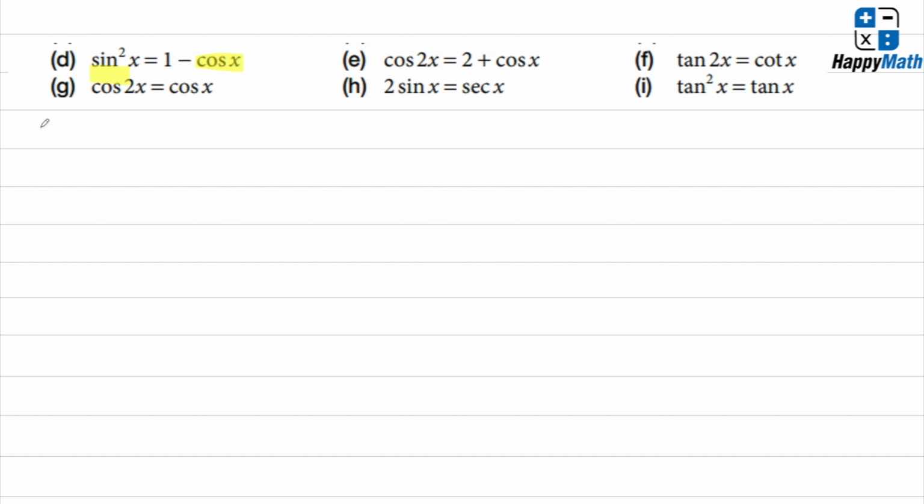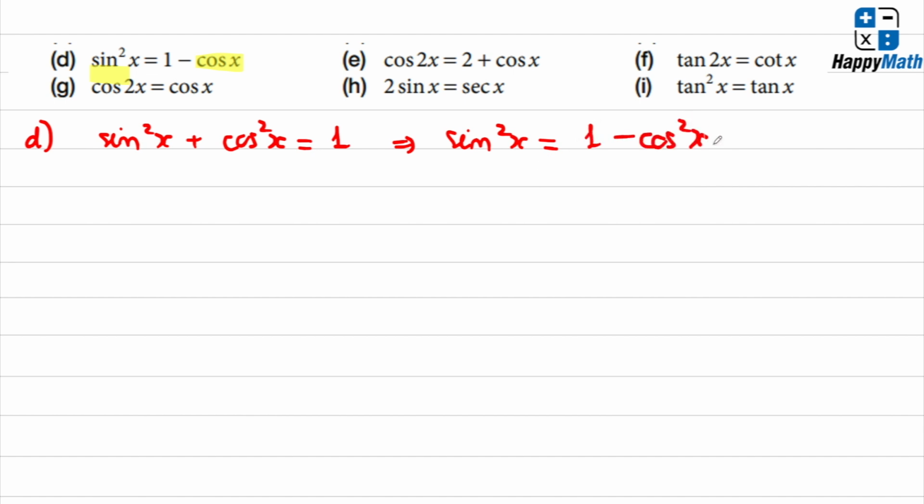square. So I need to revise a little bit the very fundamental formula of trigonometry. You have cos square h plus sine square h equal to 1. This means you can convert sine square h in terms of cos by using this: 1 minus cos square h, like this.